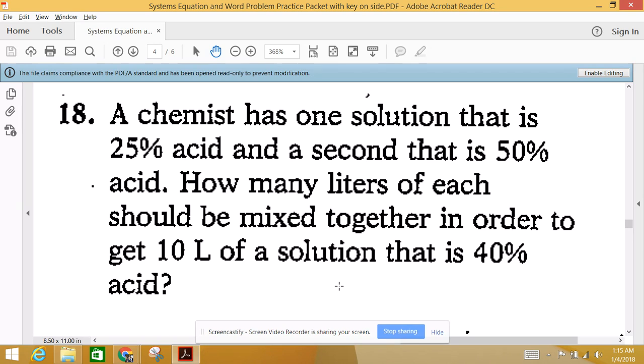So this one, we're working with acid. We got one solution that's a liquid that has some portion of it being acid. In this case, it's got 25% acid. We got another solution that's got 50% acid, and we have some number of liters of each. We want to mix them together to get 10 liters of a solution that is 40% acid. So we have a simple sum of liquid that is a total of 10 liters of liquid.